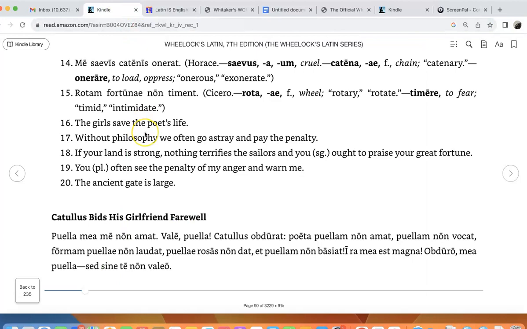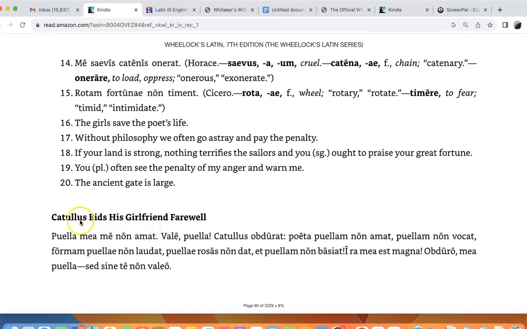Hello, Pat Sajak. All right, let's end with Catullus bids his girlfriend farewell. Now, Catullus, major writer of love poetry. This is the locus classicus of she loves me, she loves me not. Let us read.